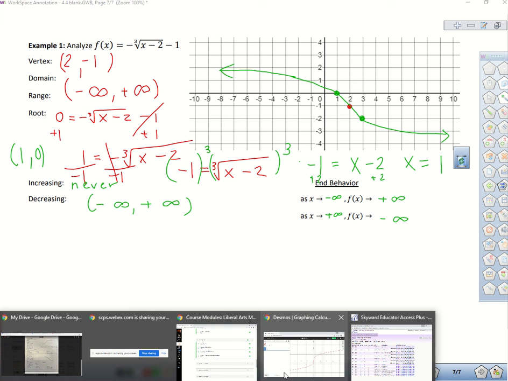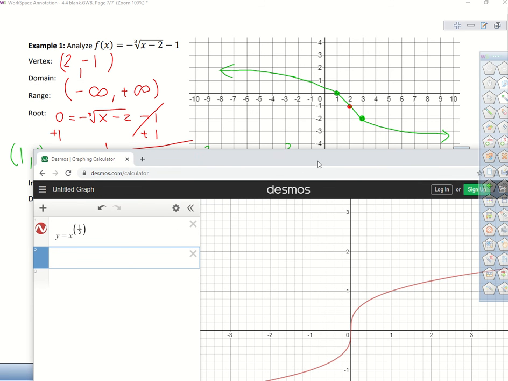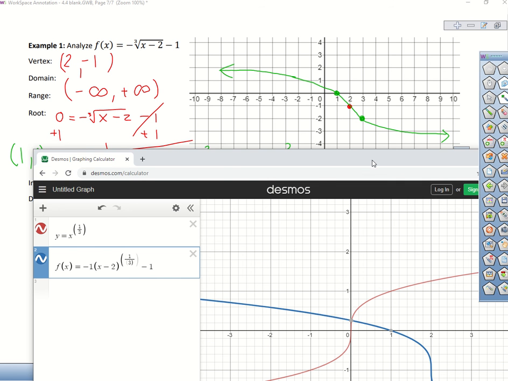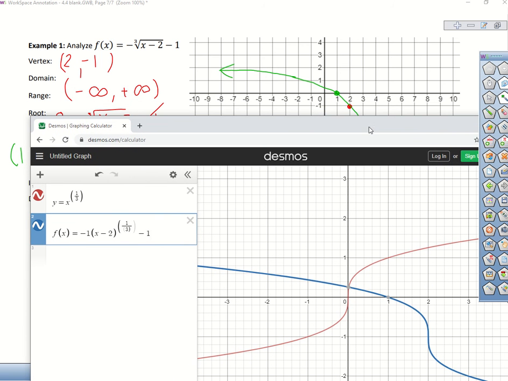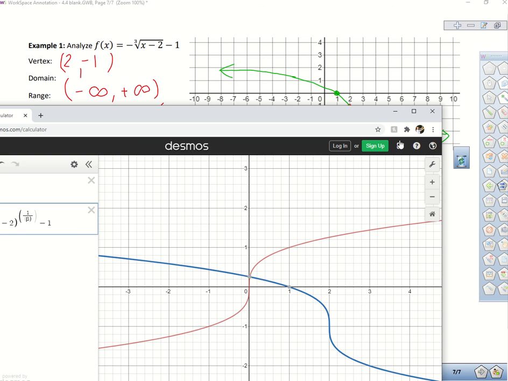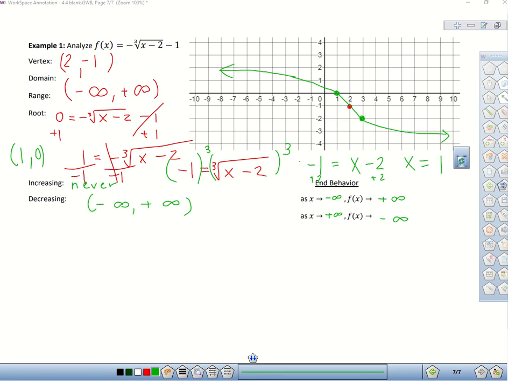So I will pull these up quickly on Desmos to show you what they look like. So this is the cube root parent function, okay? Now this particular function looks like this. So as you guys can see, it's what we just graphed, okay? So you can always check your work on Desmos as well. So that's all I have for you today.